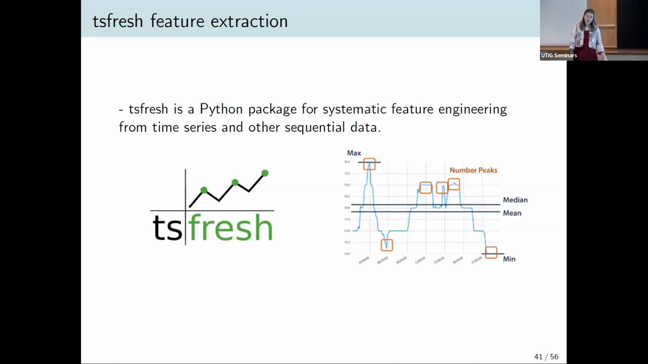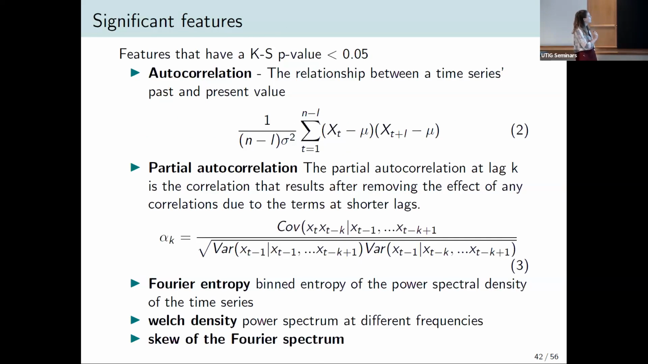And another nice thing is that if you give it two different populations, so in my case, I'm giving it the impacts and the shallow moonquakes, it will tell you which features are significantly different between them. So brilliant, very easy to use. There's my plug. And so when I give all of my waveforms to this Python package, it says, okay, these are the ones that are different between impacts and shallow moonquakes.